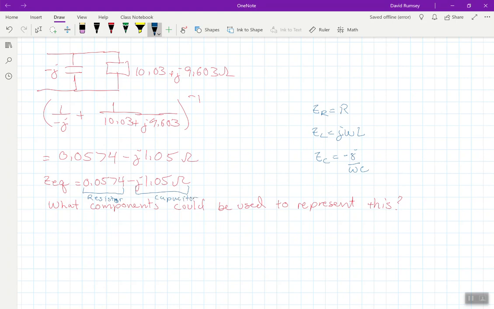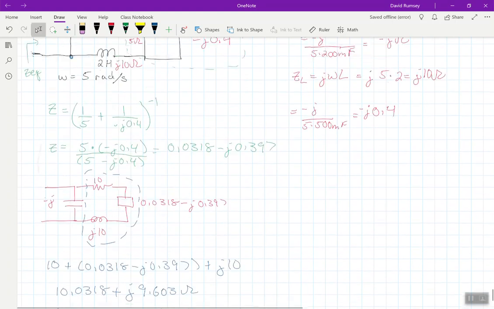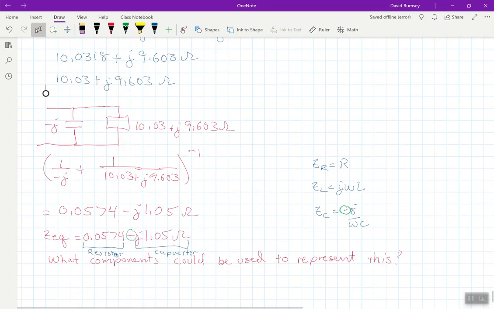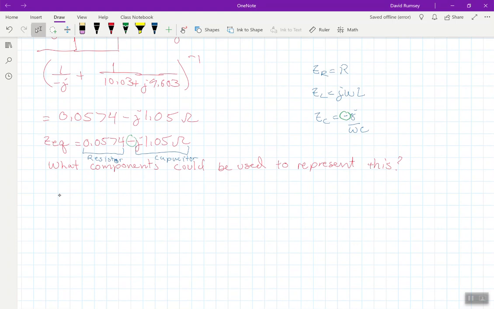How do I know it's a capacitor? Well, think for a second. It's because of this negative right there. Omega is never going to be negative. L and C are never negative. So the only way to have a negative j is the fact that you started with a capacitor. The original circuit had capacitor, resistors, and an inductor in it. But the equivalent circuit could be represented as a single resistor with a capacitor, and this would be a 0.0574 ohm resistor, and this would be a minus j1.05 ohm capacitor impedance. Okay?